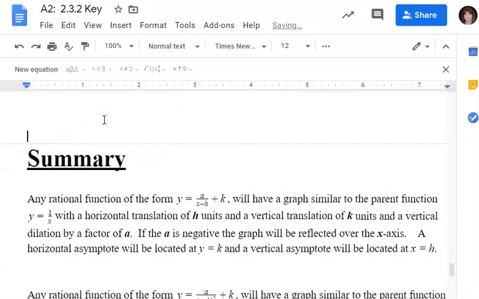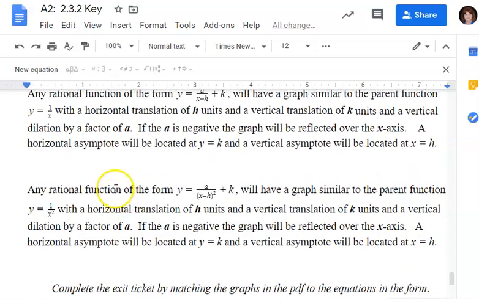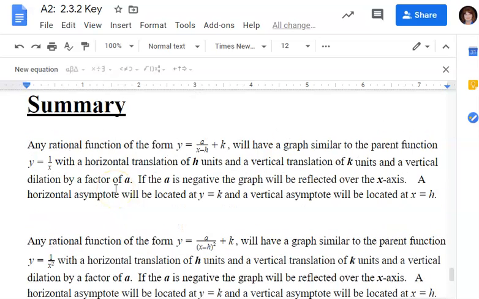All right, finally, a summary of transformations of functions. These transformations, by the way, are the same for pretty much all functions. But if you have a rational function of the form y is equal to a, a being some constant, over x minus h, h being some constant, plus k, and k is a constant, that graph will be similar to the parent function y is equal to 1 over x with a horizontal translation of h units. So it's going to go left or right depending on your value of h. A vertical translation of k units, it's going to go up or down depending on your value for k.